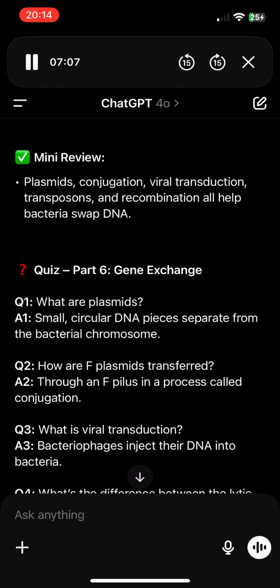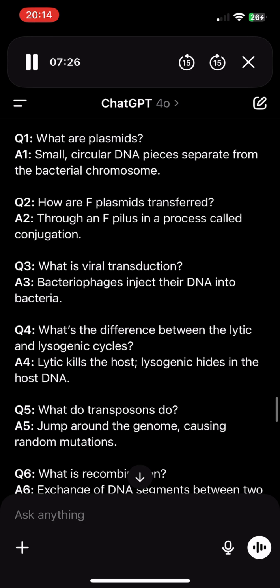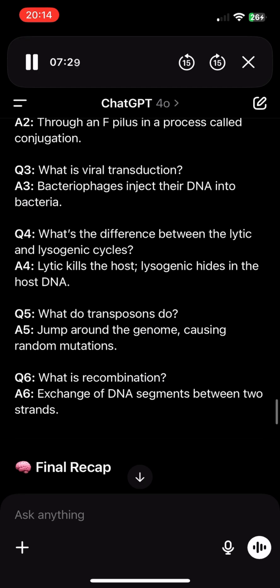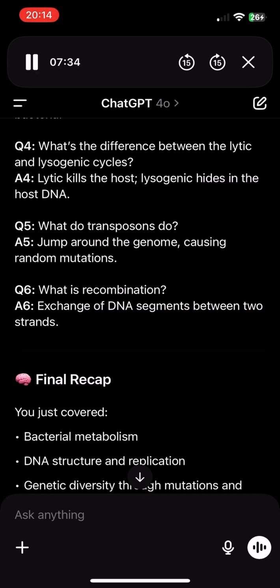Quiz, Part 6, Gene exchange. Q1, what are plasmids? Small circular DNA pieces separate from the bacterial chromosome. Q2, how are F plasmids transferred? An F pilus in a process called conjugation. Q3, what is viral transduction? Bacteriophages inject their DNA into bacteria. Q4, what's the difference between the lytic and lysogenic cycles? Lytic kills the host, lysogenic hides in the host DNA. Q5, what do transposons do? Jump around the genome, causing random mutations. Q6, what is recombination? Exchange of DNA segments between 2 strands.